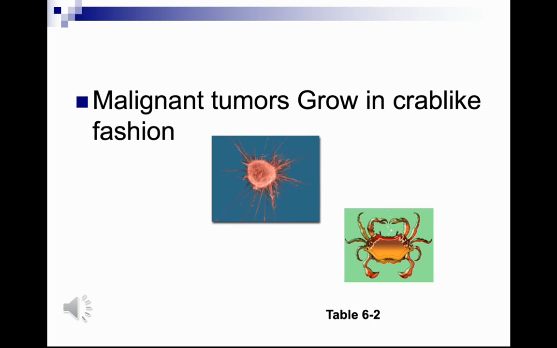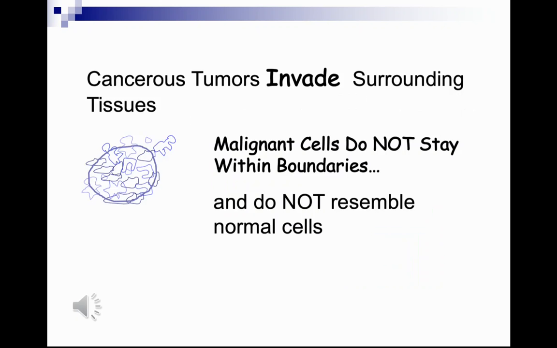Malignant tumors grow in crab-like fashion, with tentacles coming out from the center of the tumor to invade surrounding tissue. Cancer absolutely does not stay within borders. It eats through borders. It invades through borders using enzymes. Cancerous tumors invade surrounding tissues. Malignant cells do not stay within borders and do not resemble normal cells, nor do they perform the functions of normal cells. Look at this drawing. The cells are not staying within the boundaries. Cells are invading. The cells neither look like nor perform like normal cells.